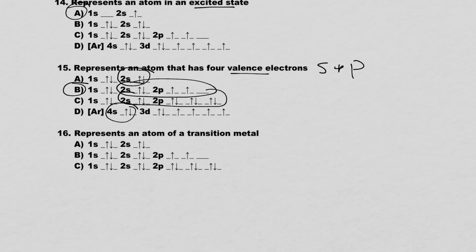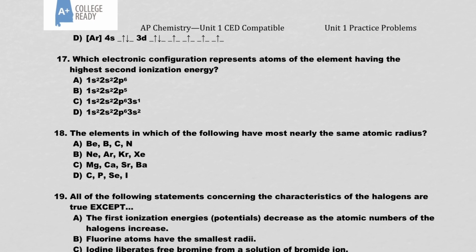Number 16, this represents an atom of a transition metal. We know transition metals have D electrons, so I'm looking through these 3 choices, and then unfortunately D's on the next page, but I can see that there's no way any of these could be the answer, because the first D orbitals are in the 3rd energy level, and it doesn't even get up that high. So when we go to D, we can see there's no question. That must be the answer.